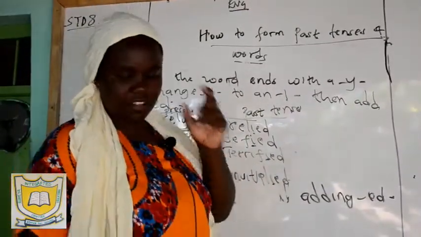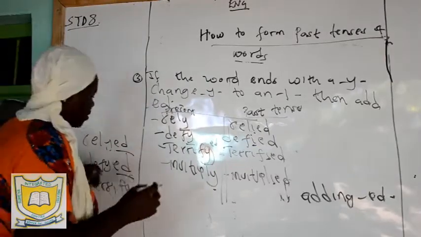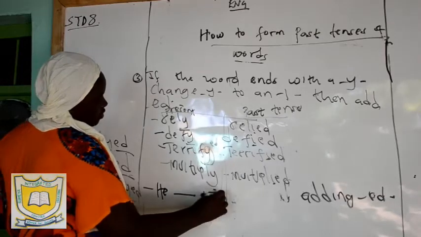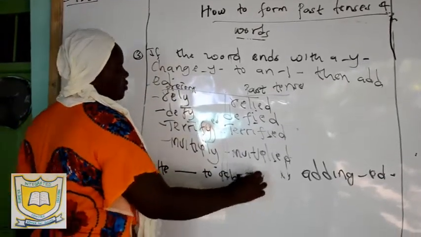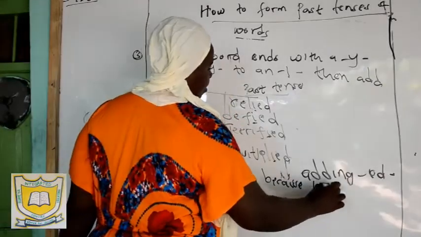For example, we can have an example in a sentence. They are saying he dashed to school because he thought he was late. He dashed to school because he thought he was late.